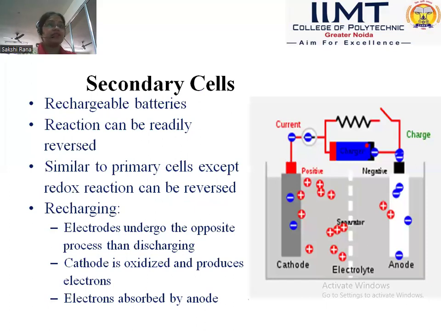Next is the secondary cell. Secondary cell basically it is a rechargeable battery. Primary cell is non-rechargeable battery that cannot be charged again and again, but secondary cells are the rechargeable battery that can be charged again and again once it's discharged, right? Reaction can be readily reversed। reaction क्या होती है, reverse होती है। अगर reaction can be reversed then this cells can be charged। if reaction will not be reversed then how can cell be charged? No, that is not possible, right?